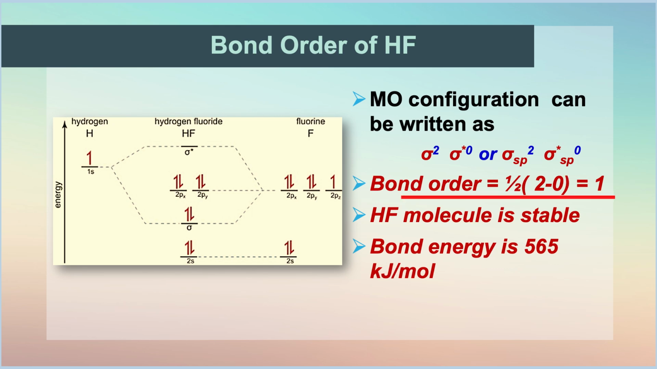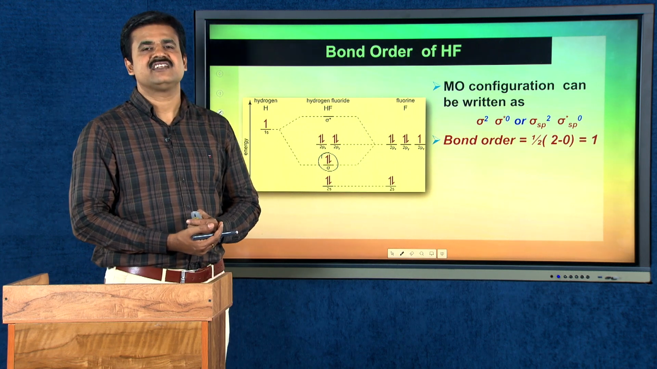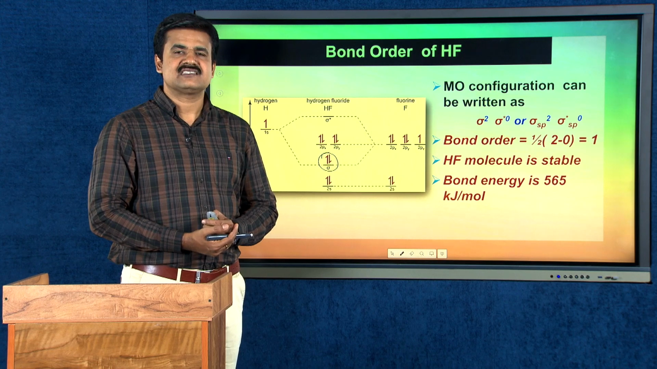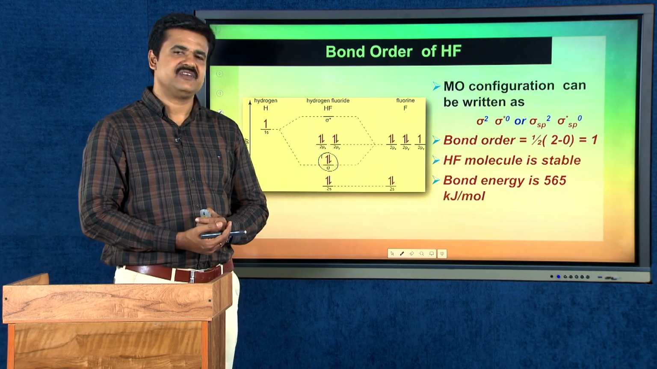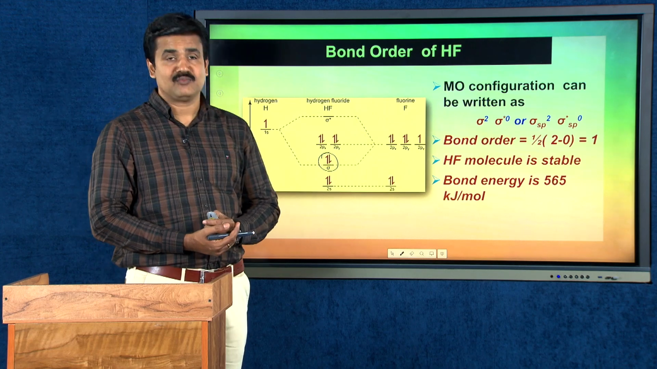This is because there is no electron present in the antibonding molecular orbital, and you will get a bond order value of 1. This positive value of the bond order indicates that the HF molecule is stable, and the bond energy is also calculated theoretically and verified experimentally, and that is equal to 565 kilojoule per mole.